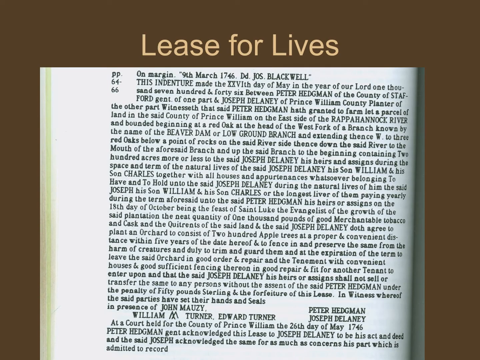Here is a 1746 lease of land along the Rappahannock River from Peter Hedgeman to Joseph Delaney. Notice that this land is now in Fauquier County, although before 1759 it was in Prince William. This lease is for the lives of Joseph Delaney and his two sons, William and Charles. The tenant can pick any three persons to be parties to the lease, whoever he thinks will provide long-lasting security for their home.